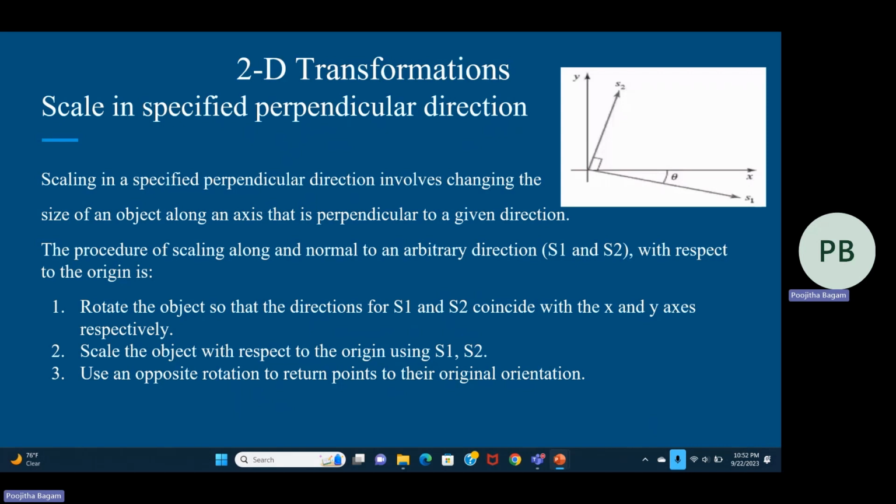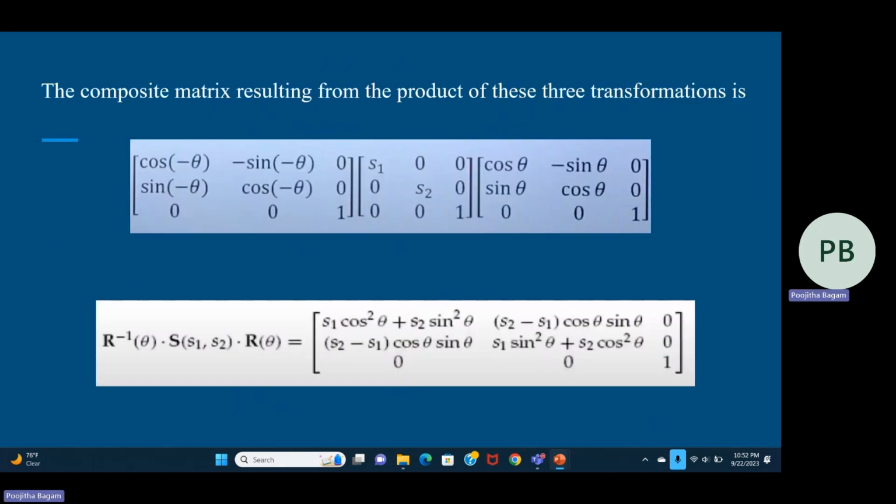size of an object along an axis that is perpendicular to a given direction. So the process includes: rotate the object so that the directions for S1 and S2 coincide with the x and y axis respectively, scale the object with respect to the origin using S1 and S2, and later rotate back the object to its original orientation. Coming to the composite matrix resulting from the product of these three transformations, it is R inverse of theta multiplied by S of S1, S2 multiplied by R of theta, which results in this matrix.